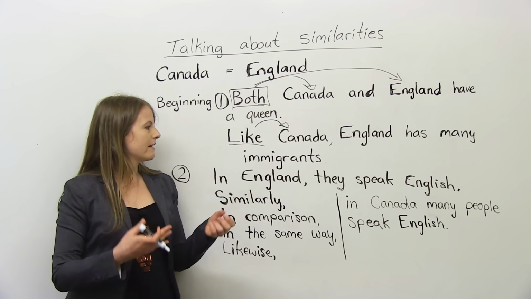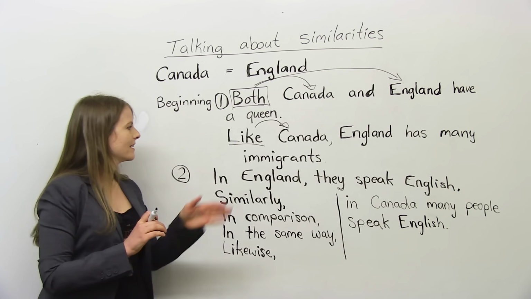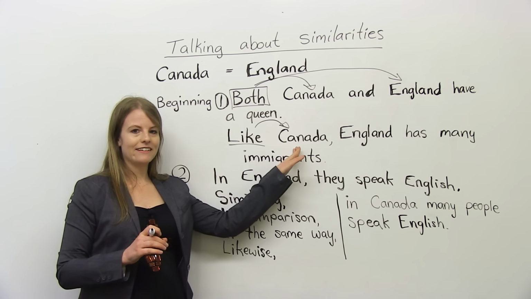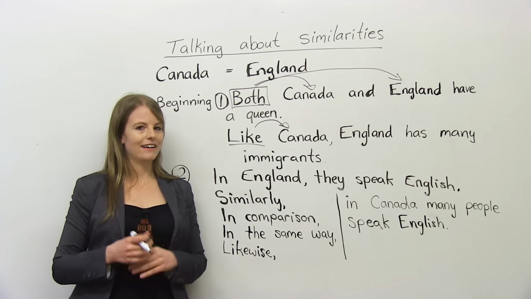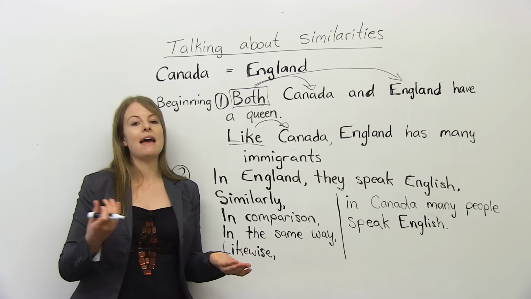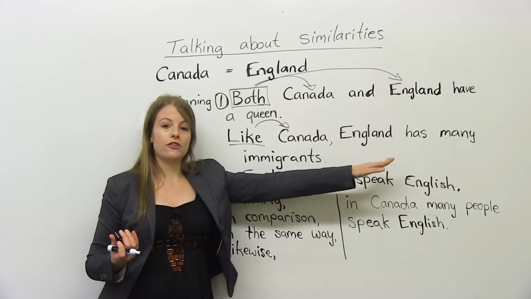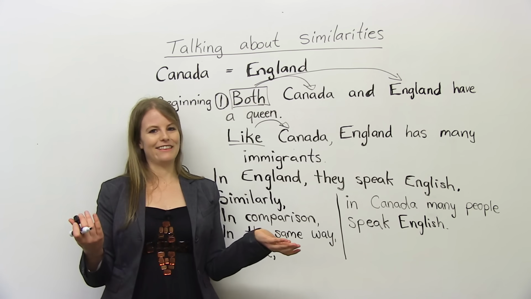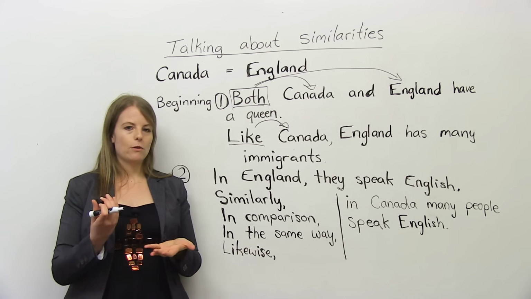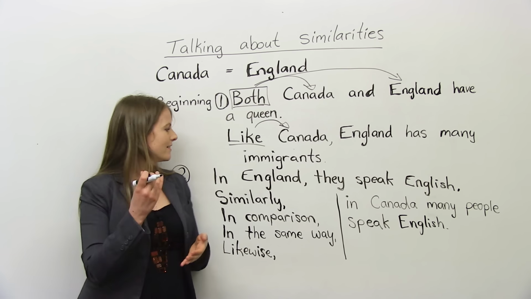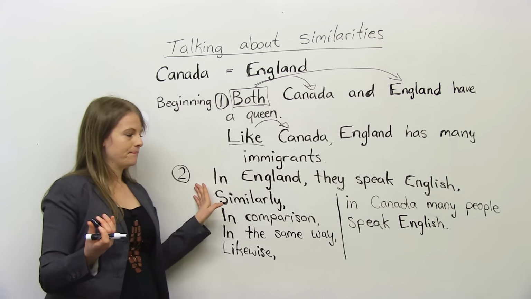I could change this to something else. Imagine if I wanted to compare cats and dogs. Like cats, comma, dogs have fur. Okay, I could say that. If I'm comparing men and women, like women, men are human. Okay, it's not the greatest of comparisons, but you can use these types of words when you're comparing. Okay? So now I have some other things I want to compare.